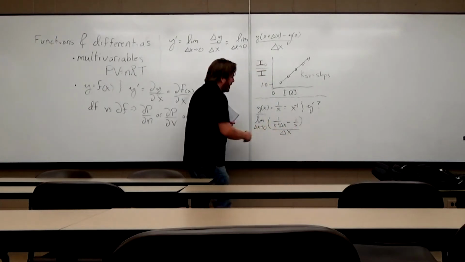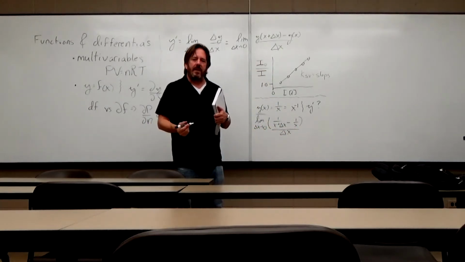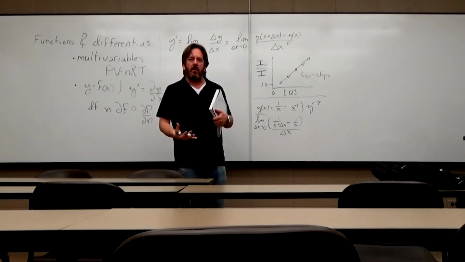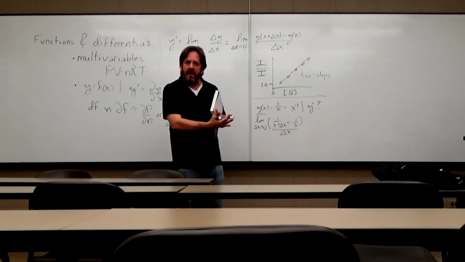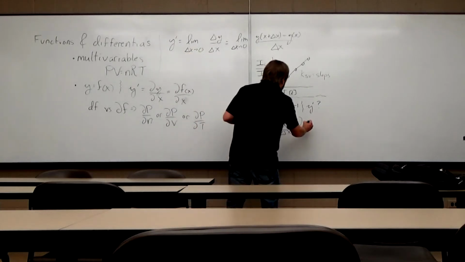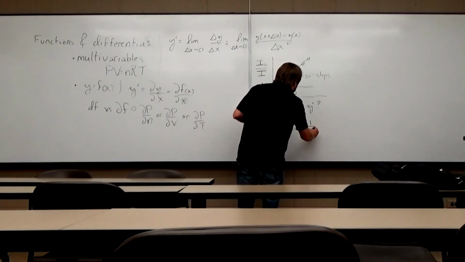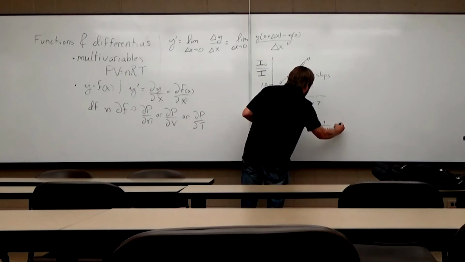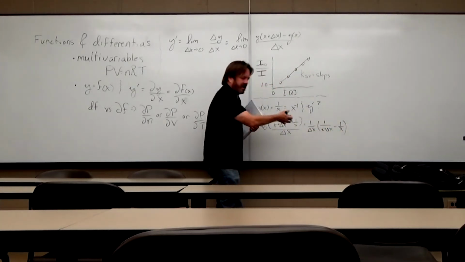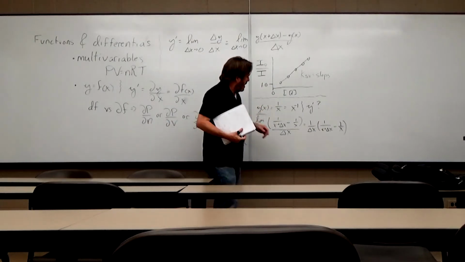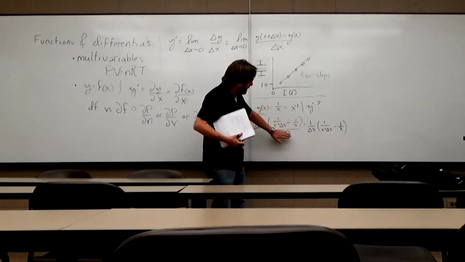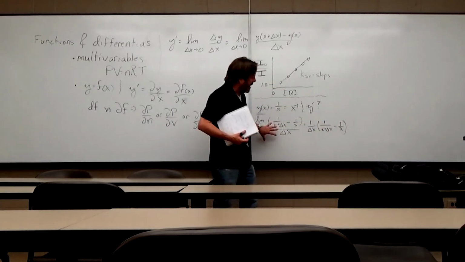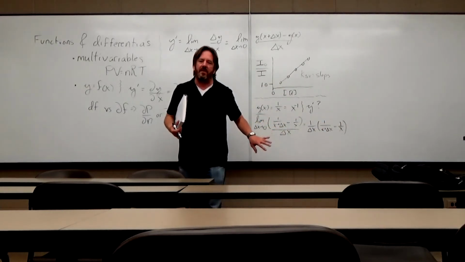Now, the reason I wanted to do this example is because I often get stuck when I run into exactly this. I get stuck on the next step. The next step, of course, being to make this the limit of 1 over delta x times 1 over x plus delta x minus 1 over x. Okay. This over that, is this equal, right? So I get really confused sometimes.